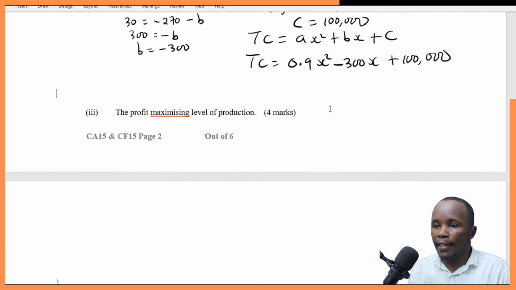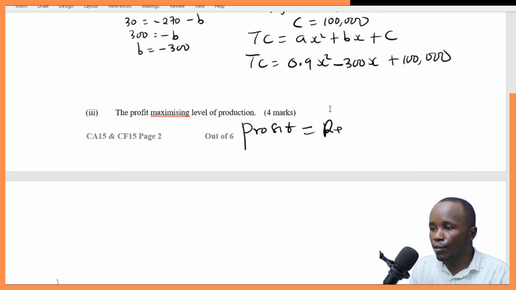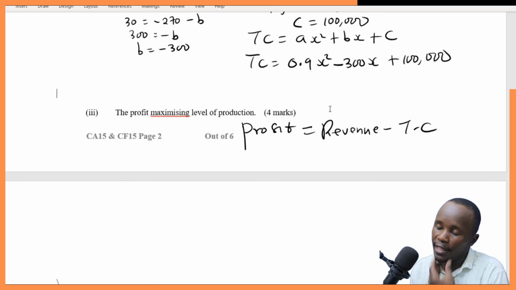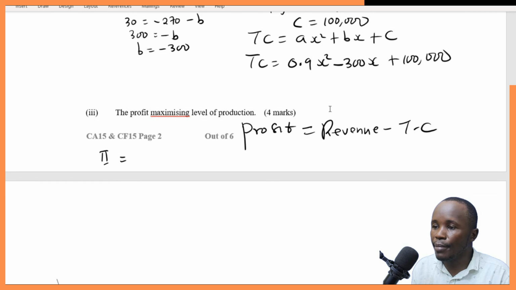Now, the next part, part 3, has 4 marks. We are supposed to look for the profit maximizing level of production. How do we find the profit? Profit is supposed to be total revenue minus total costs. That's how you find the profit. We have the equation for the revenue function and we have the total cost function.